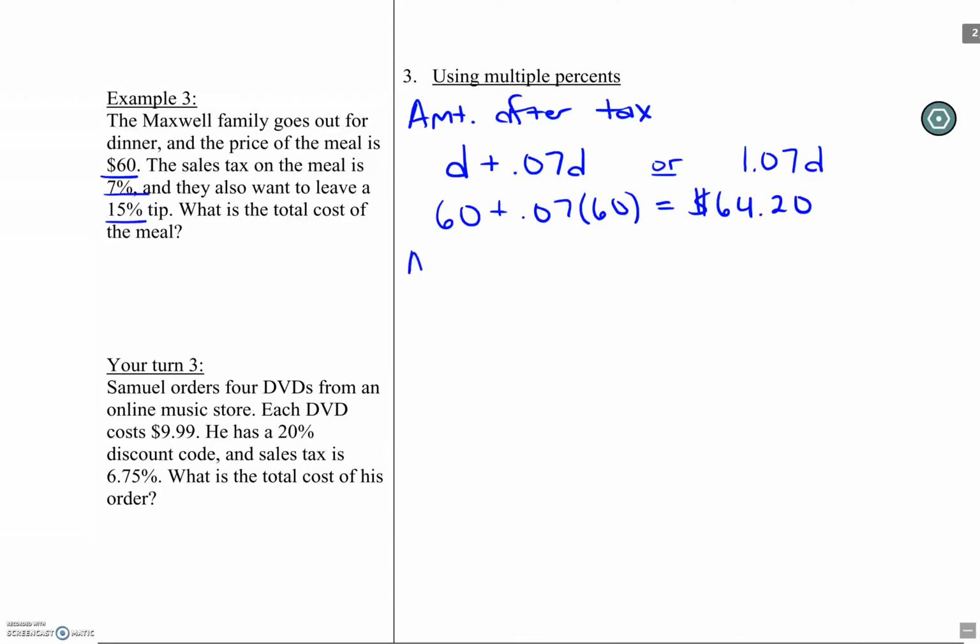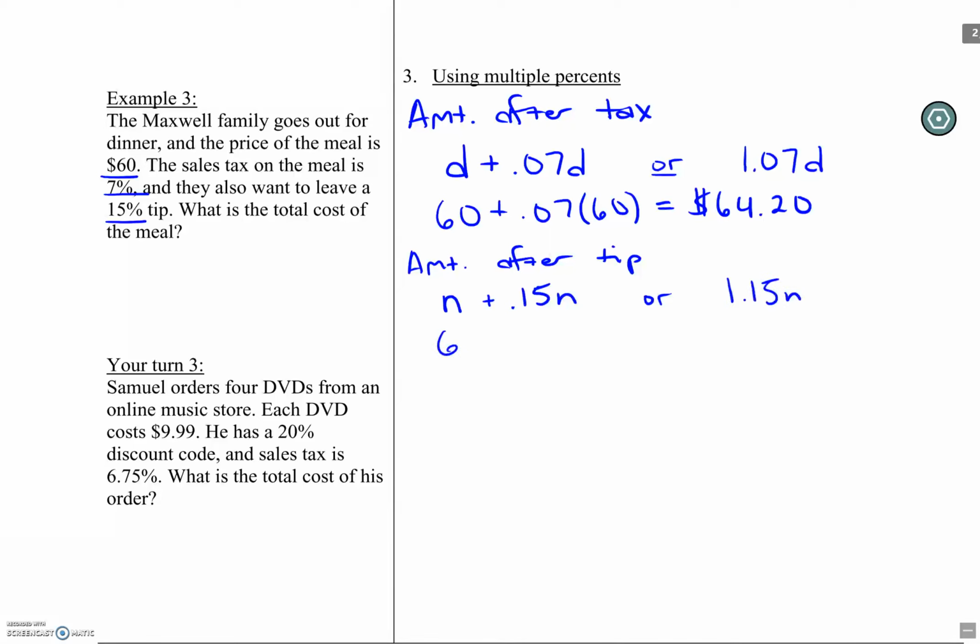Now the Maxwell family wants to leave a 15% tip. So let's look at the amount after the tip. That's the new price of the dinner. So let's use, say, N for the new price of the dinner, plus 15% of that. Or you could look at 1.15 N.